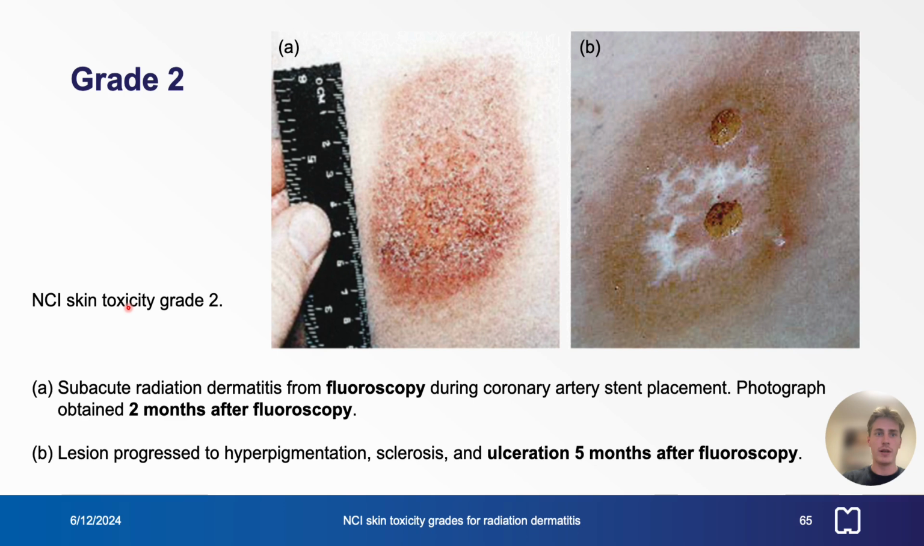Shown here is a grade 2 skin toxicity, where in image A, subacute radiation dermatitis from fluoroscopy during coronary artery stent placement. This photograph was obtained 2 months after fluoroscopy. Now, in image B, you can see that the lesion has progressed to hyperpigmentation, sclerosis, and ulceration 5 months after fluoroscopy.